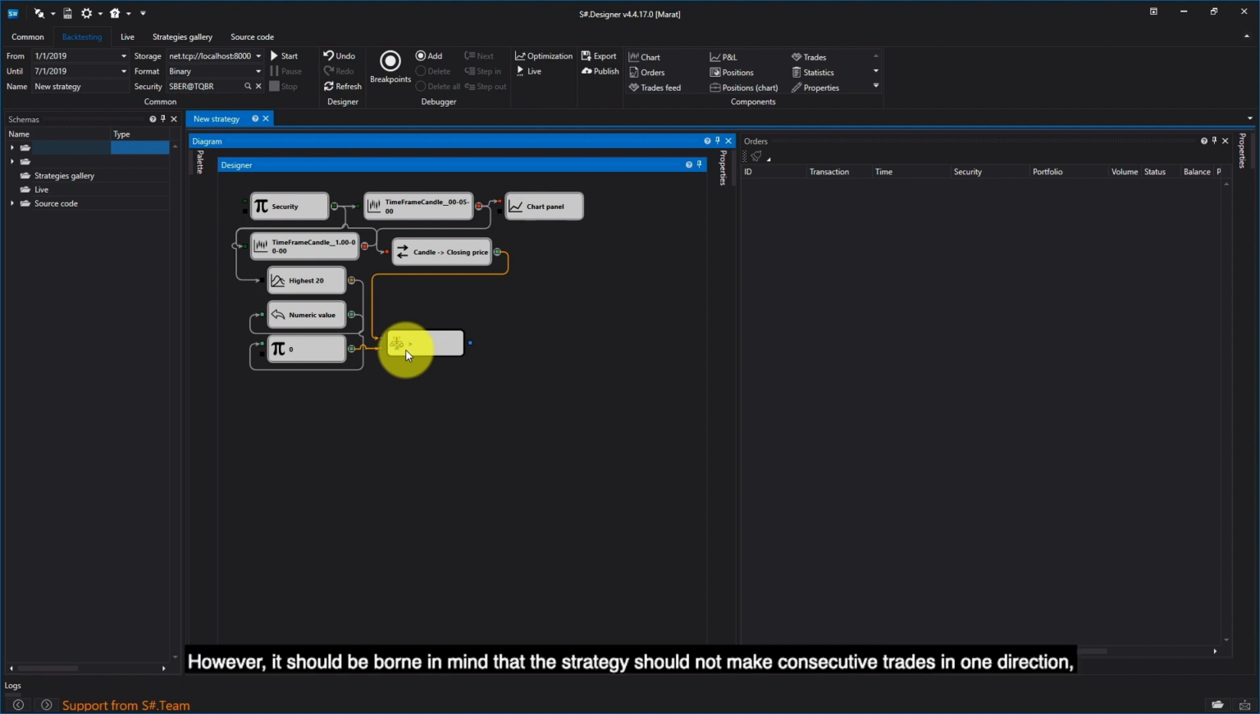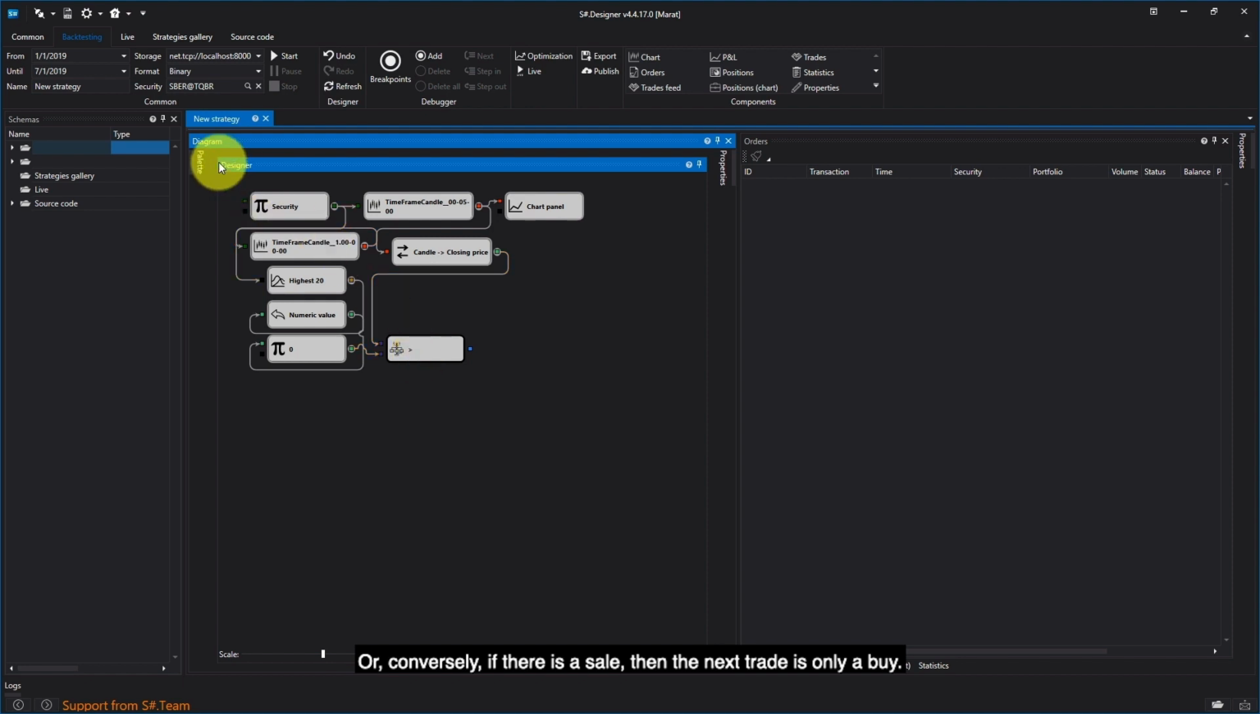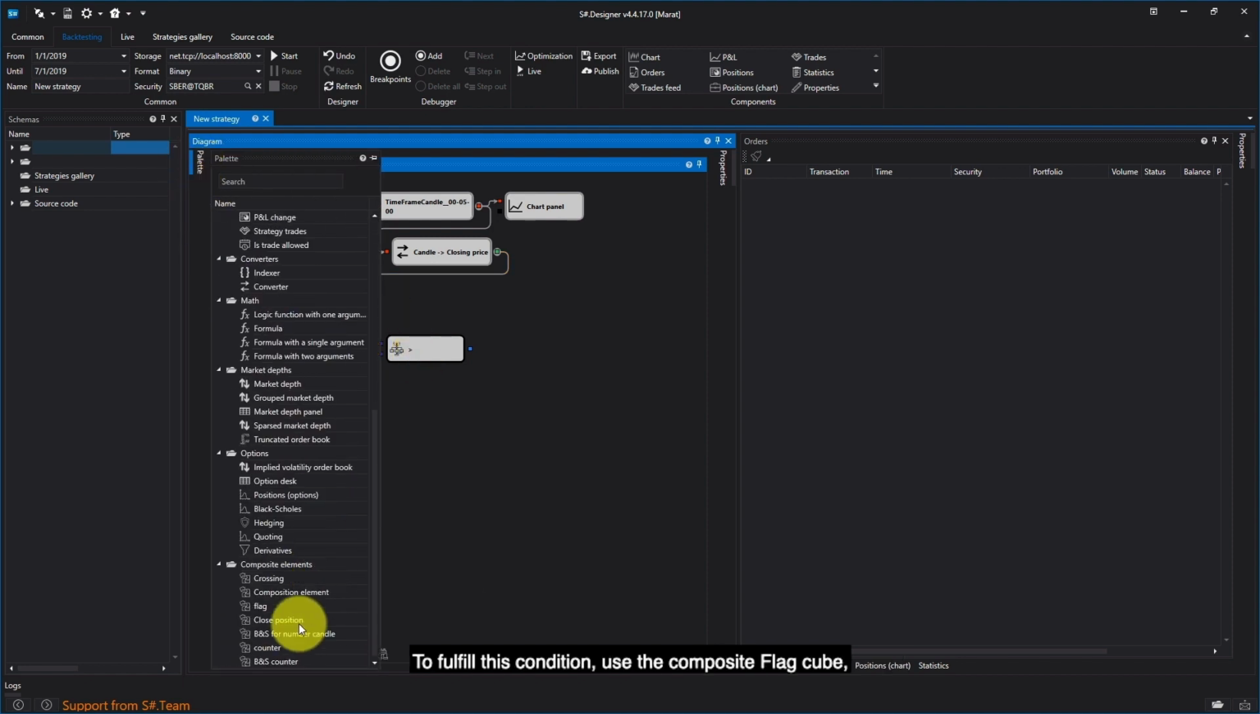However, it should be borne in mind that the strategy should not make consecutive trades in one direction. Accordingly, it is necessary to create a condition under which the next trade after a buy can only be a sale, or conversely, if there is a sale, then the next trade is only a buy. To fulfill this condition, use the composite flag cube.